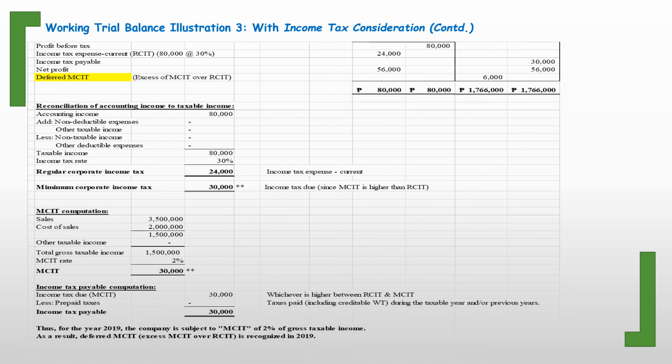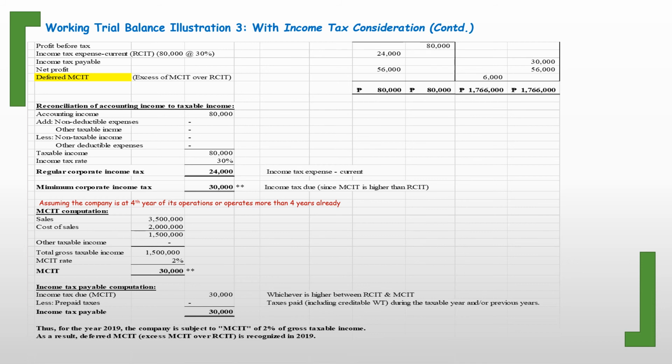Then, compute natin minimum corporate income tax. Assuming the company is at 4 years of its operations or operates more than 4 years already. Then, yung minimum corporate income tax natin, compute natin sales na 3.5 million, less cost of sales na 2 million, meron tayong 1.5 million, plus natin yung other taxable income, since dun sa problem wala, yung total gross taxable income natin is yung 1.5 million. Times natin ang MCIT rate na 2%, then yung minimum corporate income tax natin is 30,000.